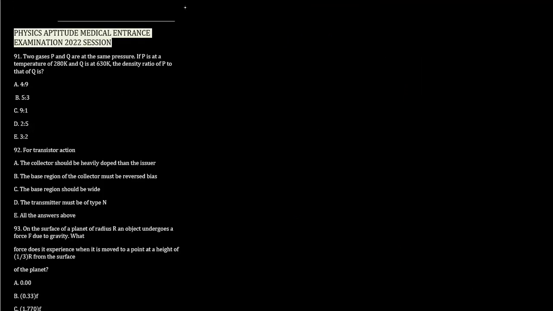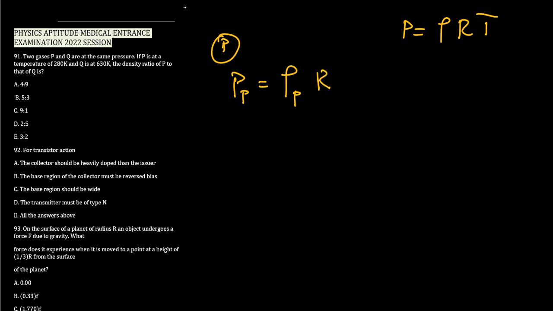Question number 91. Two gases P and Q are at the same pressure. If P is at a temperature of 280 Kelvin and Q is at 630 Kelvin, the density ratio of P to that of Q is, so the very first is we have the case of P. So the pressure in general, as an equation of state, is given by rho R T. So the pressure of P will be rho of P times R times T of P.